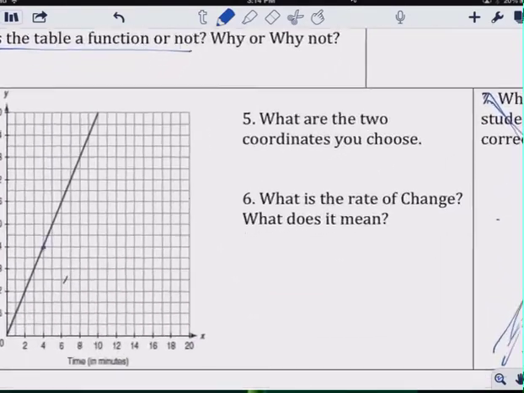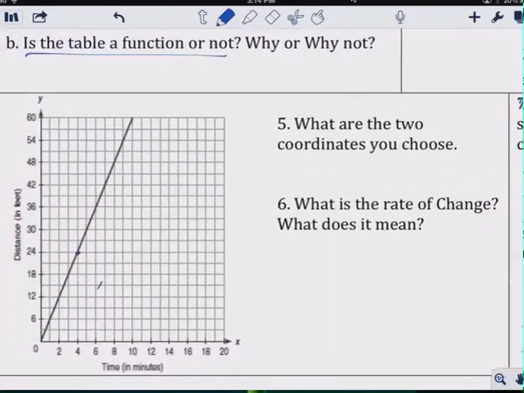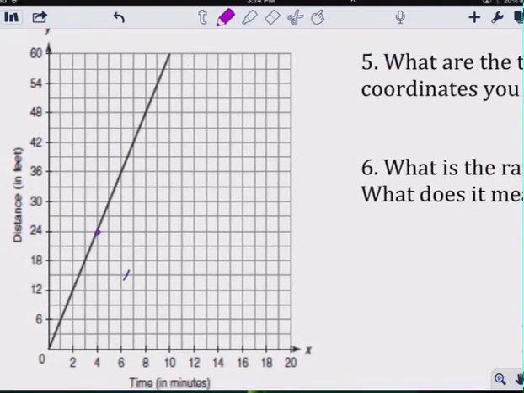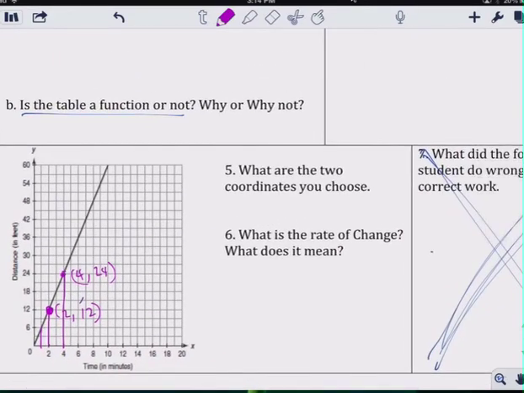Okay, here. You're going to choose your coordinate. Make sure that you don't choose ones that are decimals. So I'm going to choose 12. There's no decimal, 2 and 12. And next one I'm going to choose 4 and 24. Those are the two coordinates I'm going to choose. So 2, 12, and 4, 24.